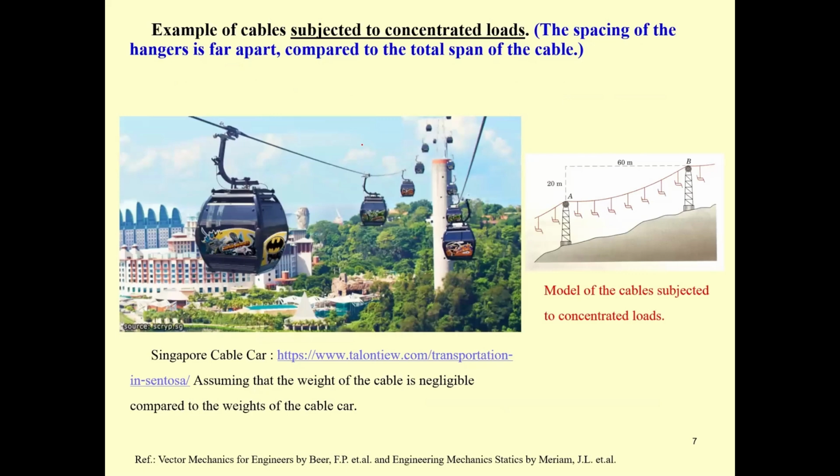For example, if you go to Singapore, you may go to this website also. This Singapore cable car, there is the weight of the cable car putting on the cable. Since the spacing of this one is large, this kind of cable is assumed to be subjected to concentrated load. And the model of this one is going to be shown over here.